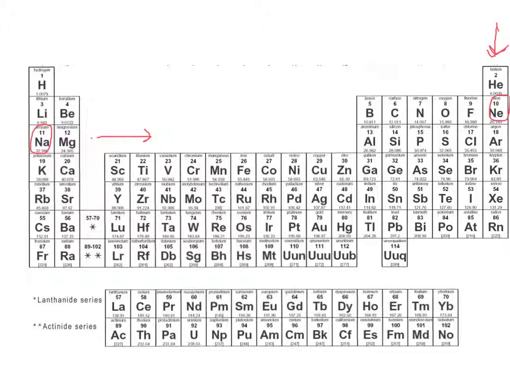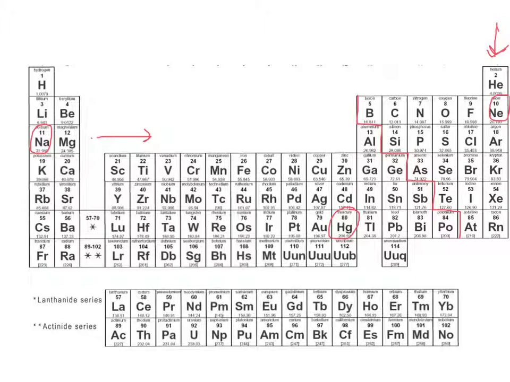There are some exceptions. Mercury, which I'm circling here, is a liquid metal. So there's a division in the periodic table between the metals and the nonmetals. The metals tend to give up electrons. And generally, that division is indicated by this staircase diagonal that I'm drawing here.